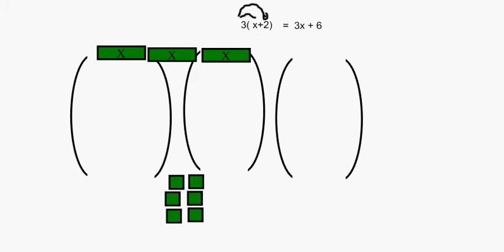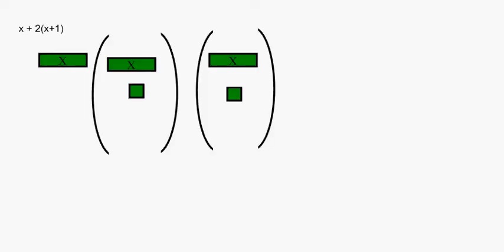I've simplified that expression. In this question I have an x, and I have 2 sets of x plus 1. So what would that look like as a picture? So my diagram might look something like this. I have my x, and I have 2 sets of the x plus 1s.